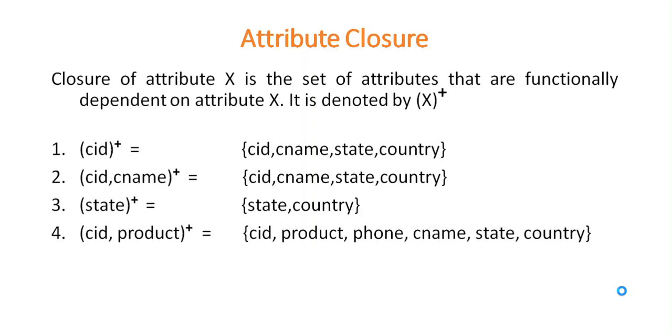Now customer ID determines state, so state can be determined by this combination also. Customer ID determines country, so country can be identified by this combination also. So customer ID and product is the combination which is used to identify all the attributes in your table uniquely. Here customer ID and product is the only candidate key because it identifies all the attributes in your table uniquely. So that is the candidate key.